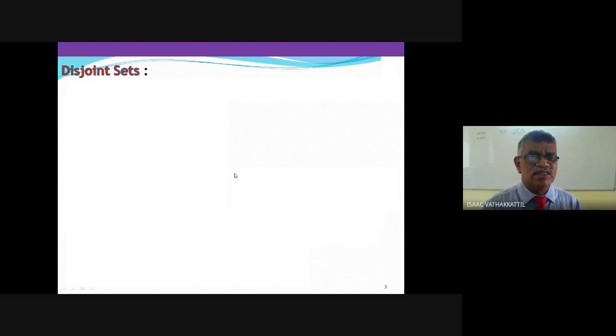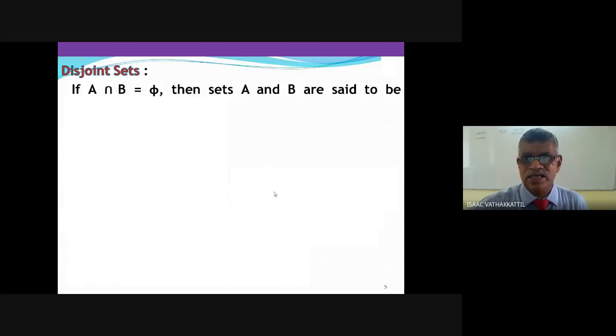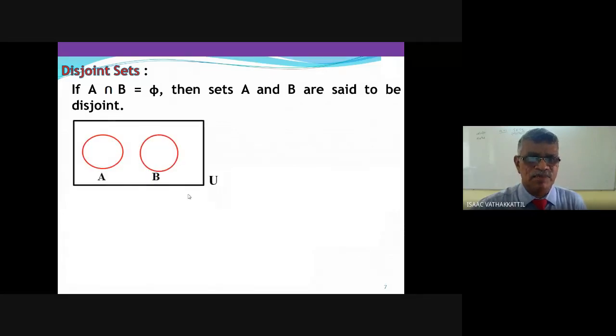Disjoint, as the word itself says, means separate, no connection or no common elements. Two sets A and B are disjoint if the intersection is a null set, or if there are no common elements for A and B. That is what we mean by disjoint sets. If A intersection B is a null set, then the sets A and B are said to be disjoint. No intersection. A and B have entirely distinct elements.